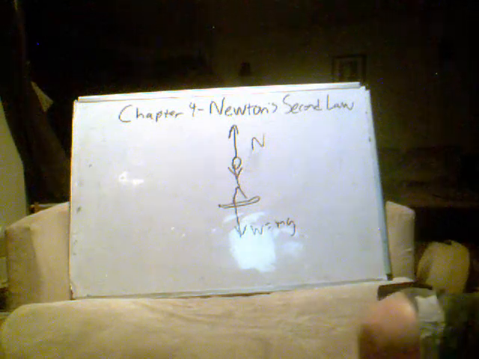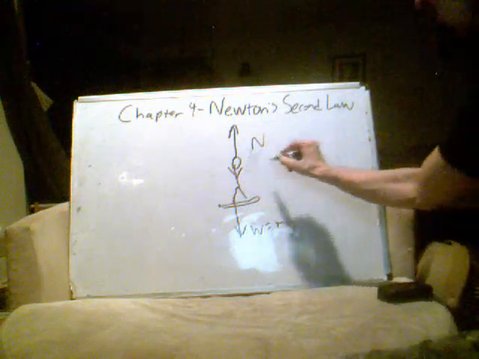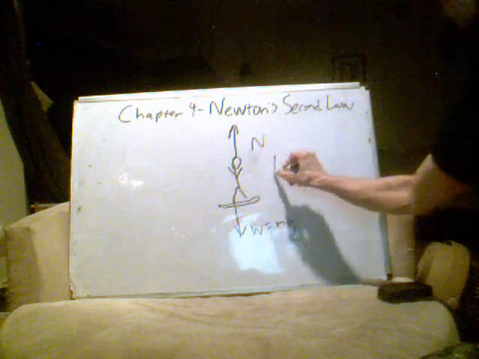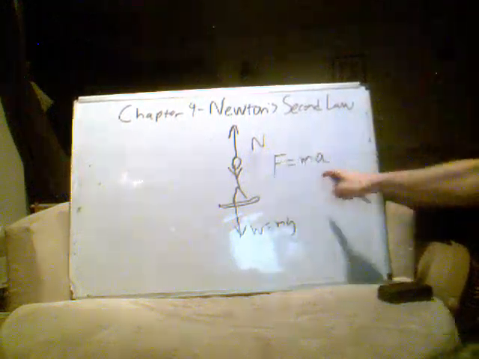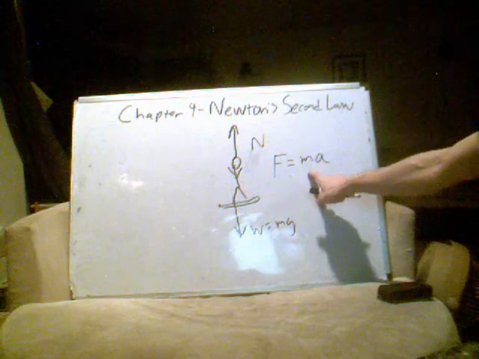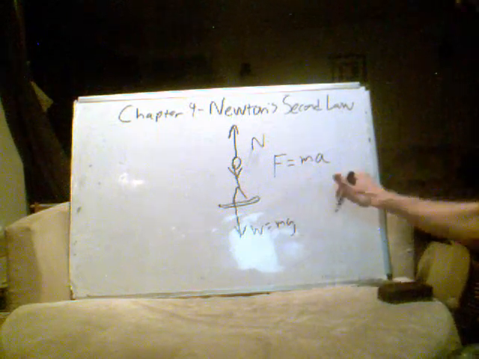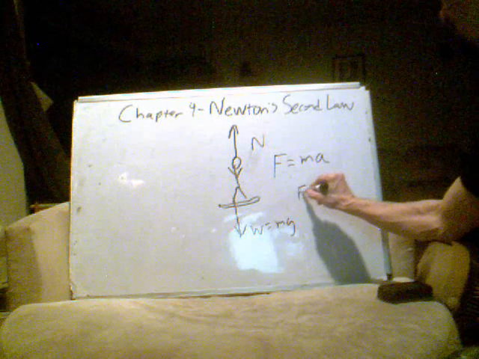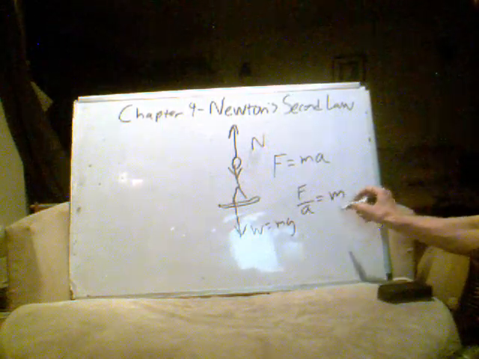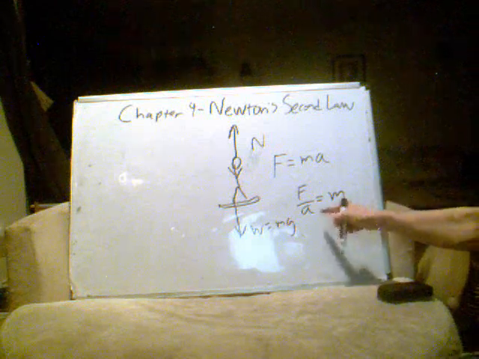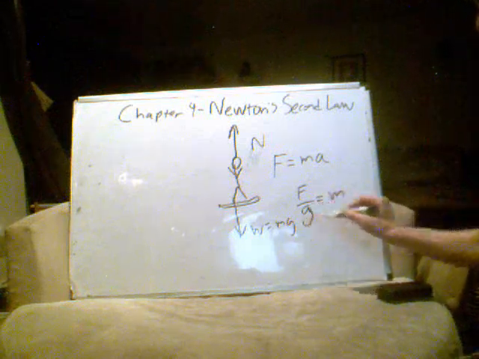Now, one of the interesting caveats to this: force equals mass times acceleration. If you want to try to determine your mass, if we divide both sides of this equation by the acceleration, what do we get? We get force over acceleration equals mass, right? And in this case, obviously, the acceleration is gravity, right?